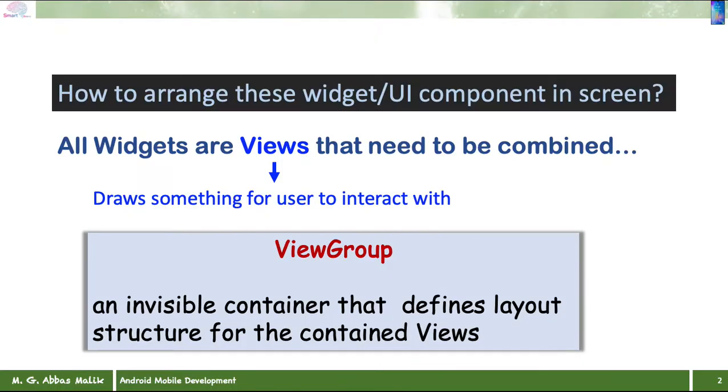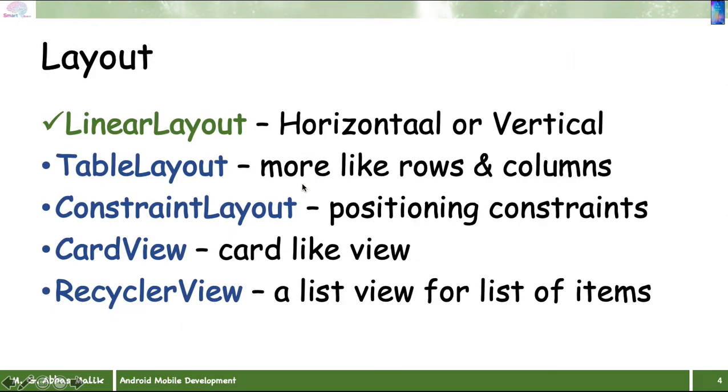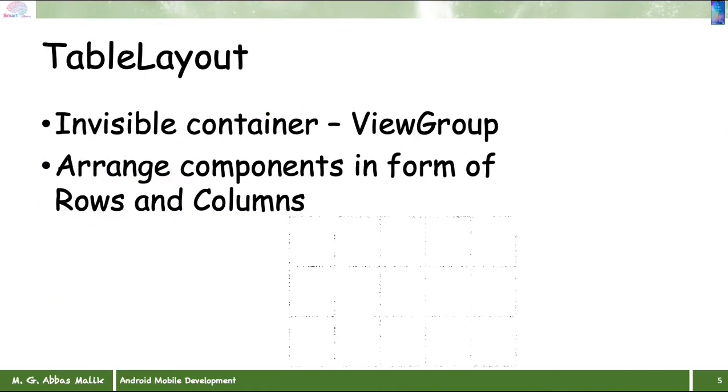As you can understand, when this is a view group, we can have different layouts, but at the top level we can have only one layout. Okay, so at the top level we can have only one layout. We have already covered the linear layout. Now we talk about the table layout.